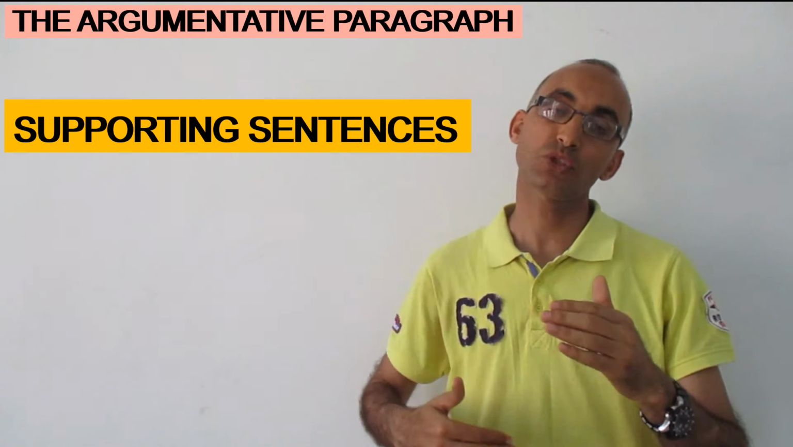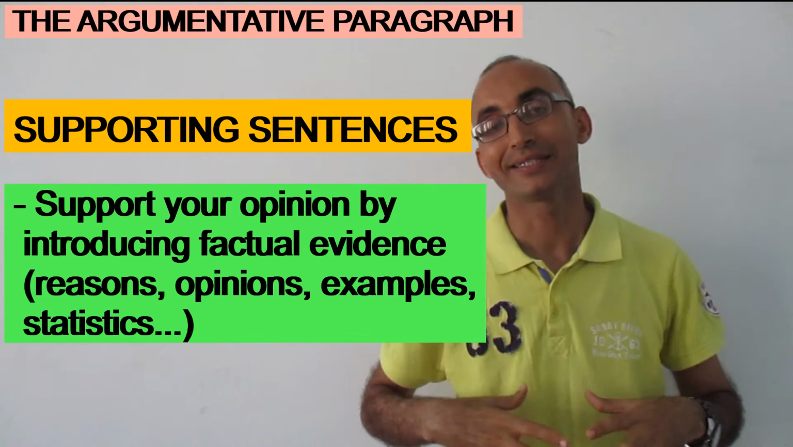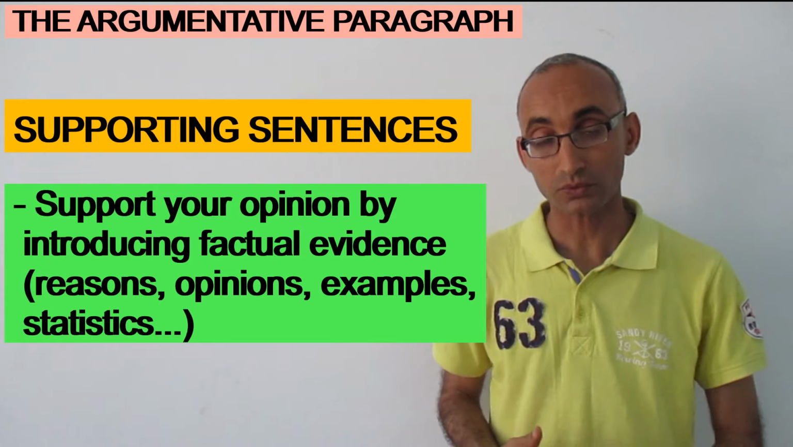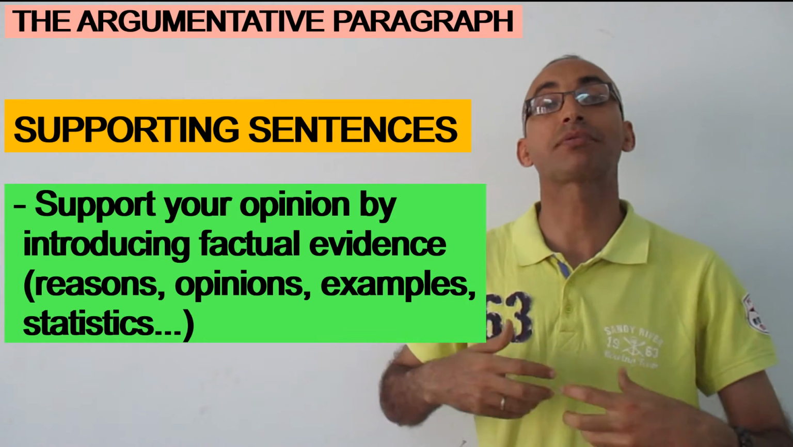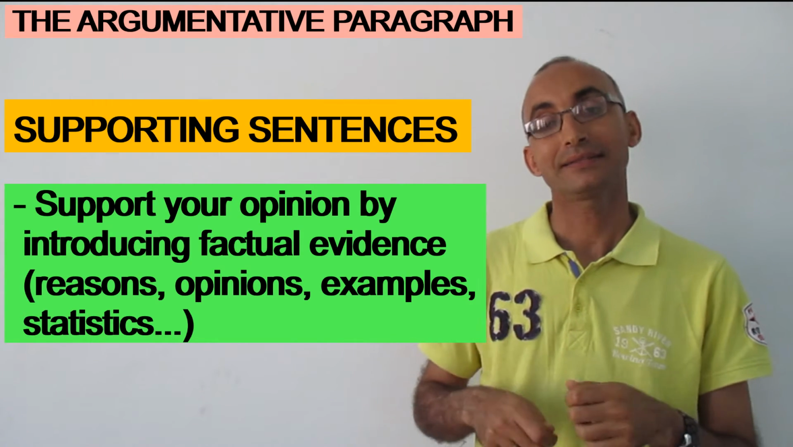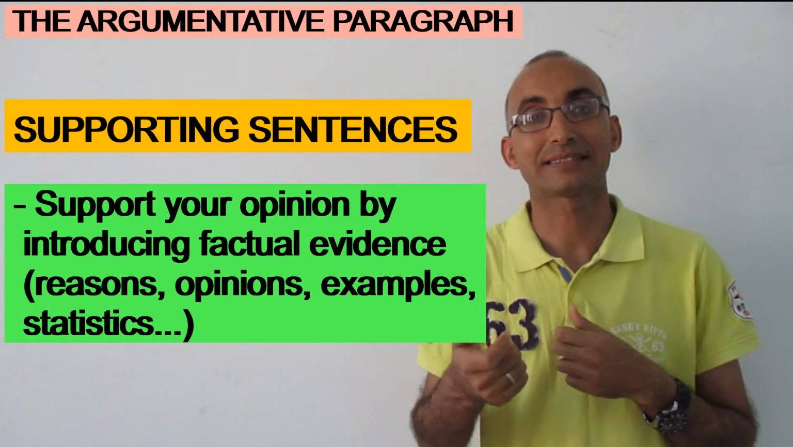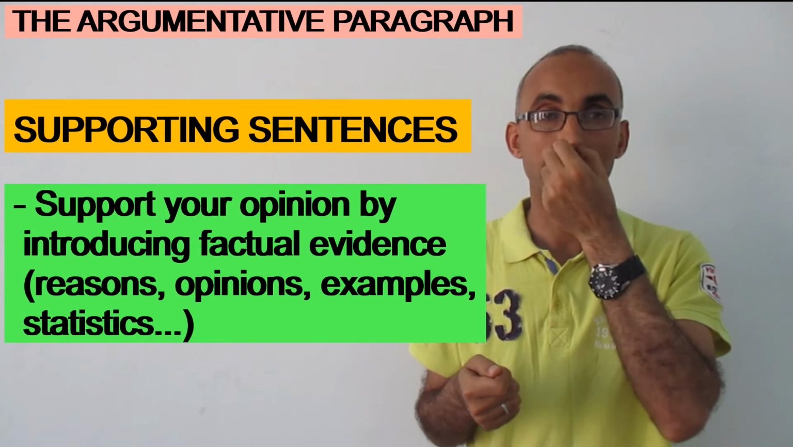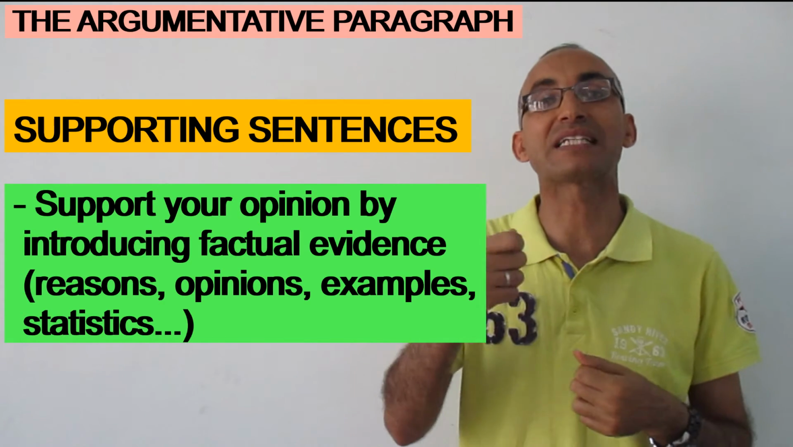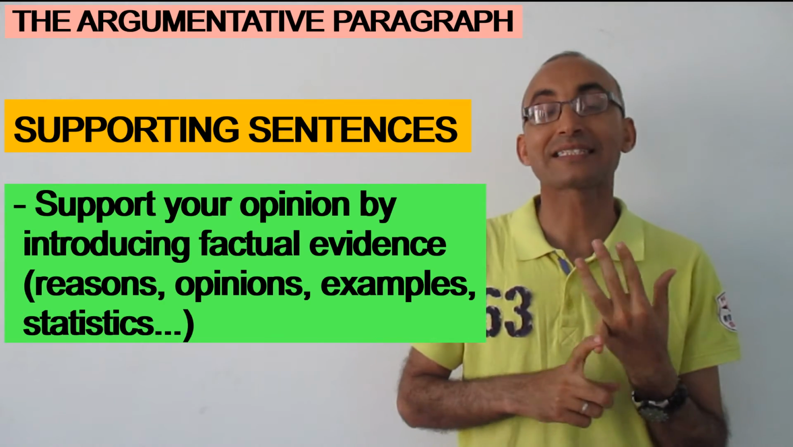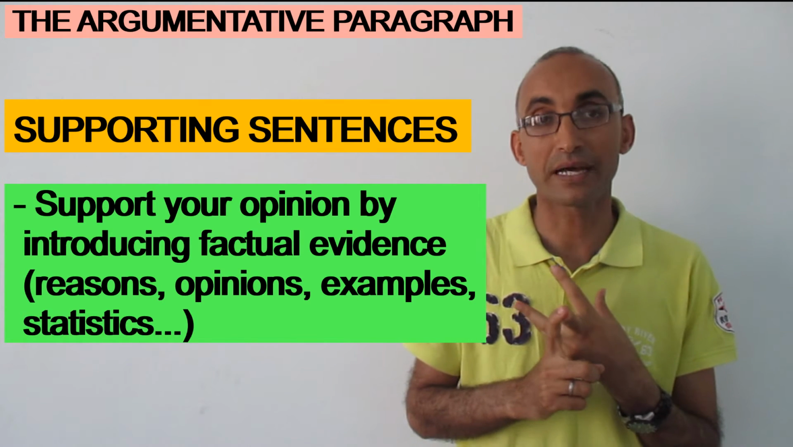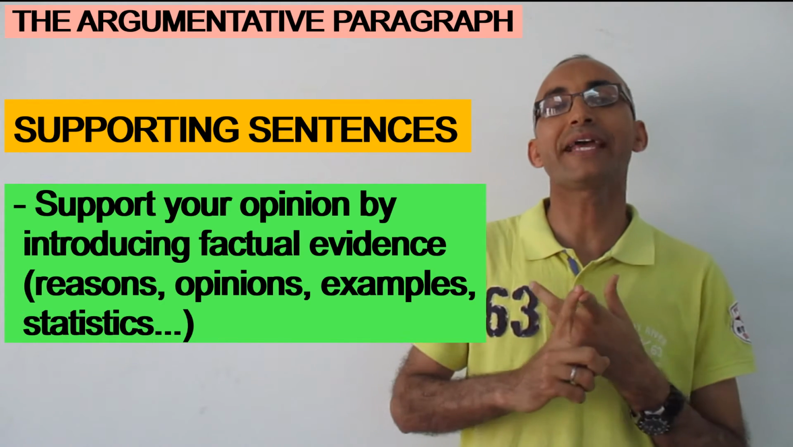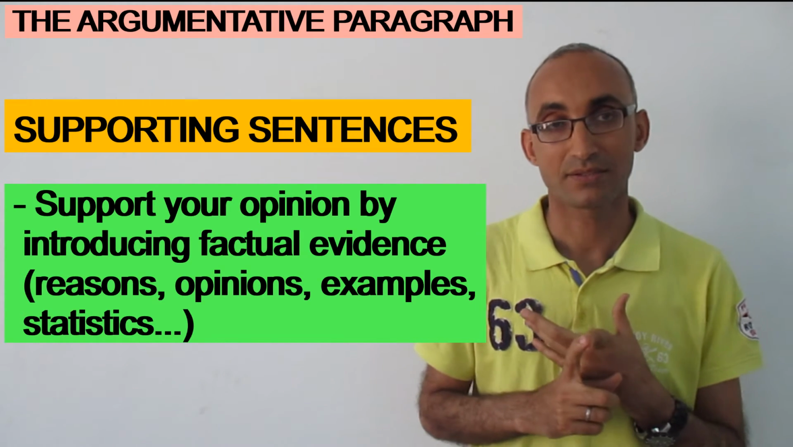Now, when we move on to the second part, which is supporting sentences, of course, here the writer is going to support his point of view, to convince the reader. How? By giving evidence, by giving proofs, by introducing certain factual evidence. That can be reasons, statistics, examples, opinions, or any kind of factual evidence. Usually there are three.